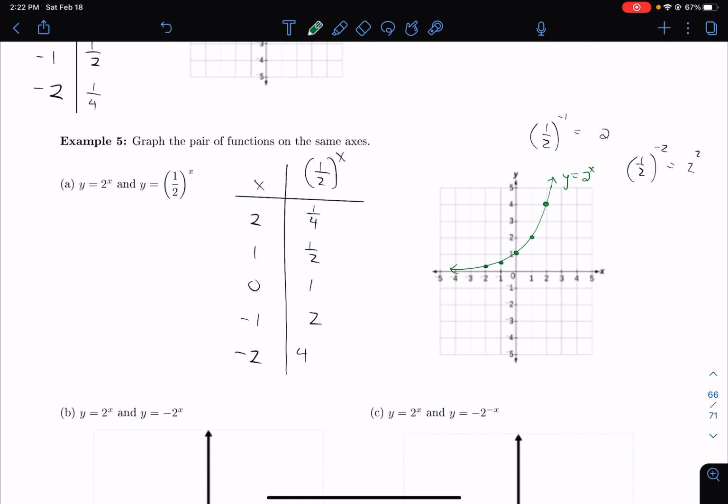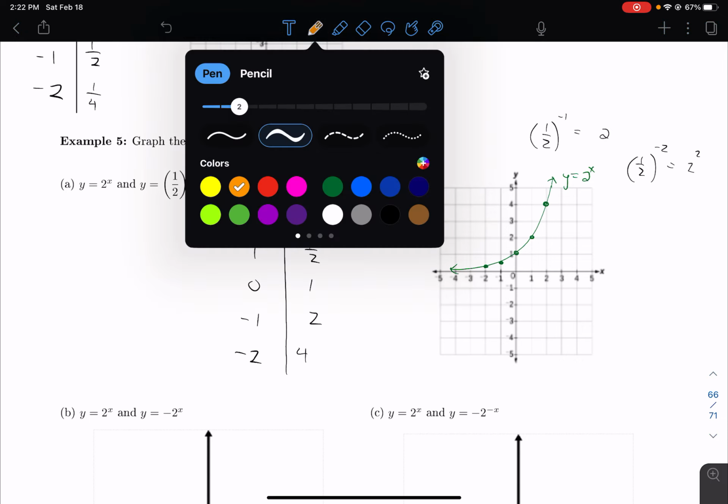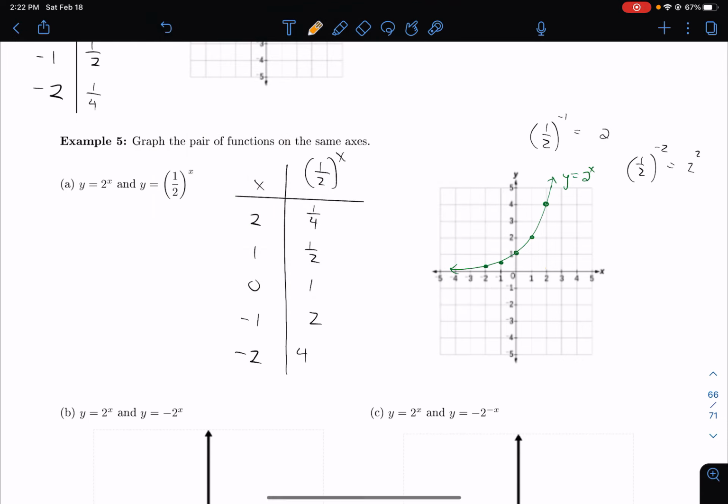What about with 1/2 to the x power? With this one, when x is 2, the y value is down at 1/4. When x is 1, y is 1/2. When x is 0, y is 1. So it crosses at that same point on the y-axis. When x is -1, y is 2. And when x is -2, the y value is 4. If we connect these points, the graph is going down like this. It's like the mirror image of that first graph. So this is y equals 1/2 to the x power.